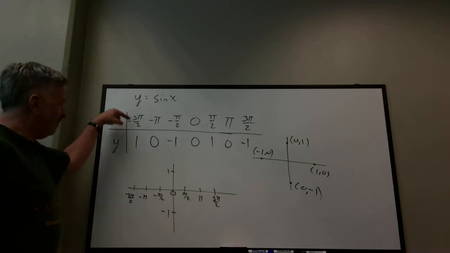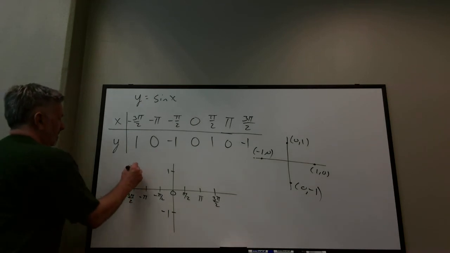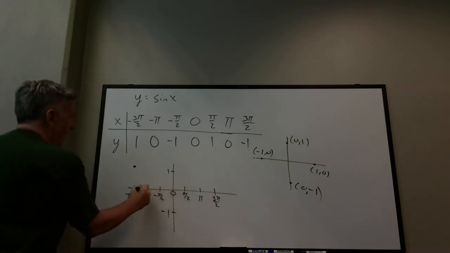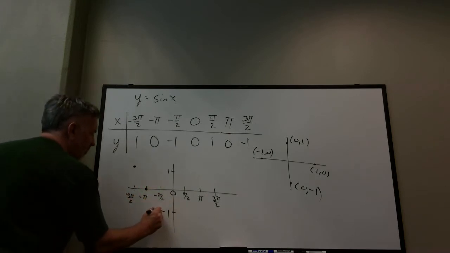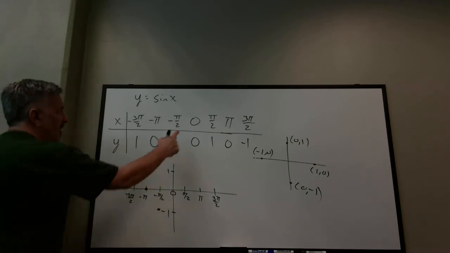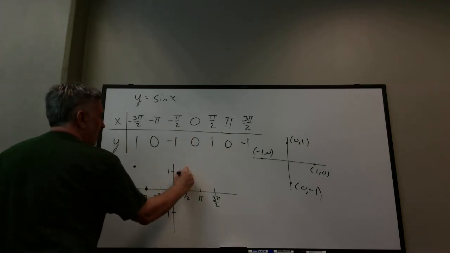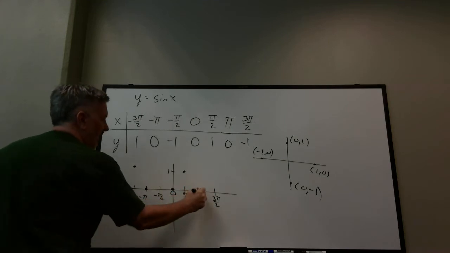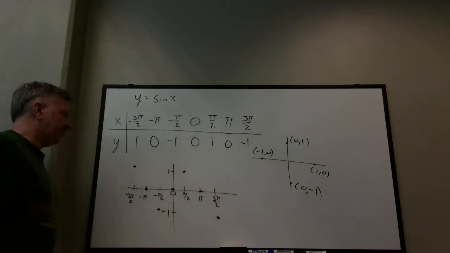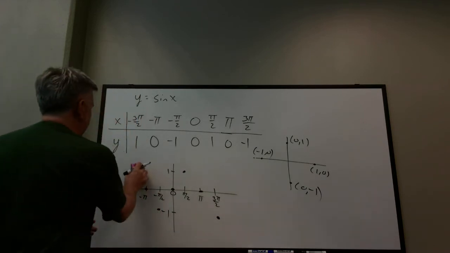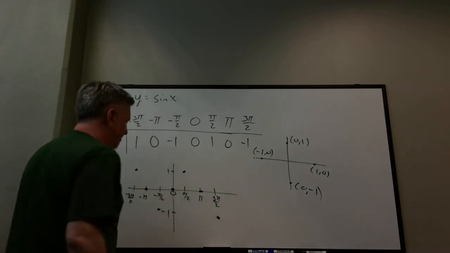Okay, so now I'm just plotting like we normally plot. So minus 3 pi over 2, 1. Negative pi, 0, negative pi over 2, negative 1. 0, 0 is the origin. Pi over 2, 1. Pi, 0. And 3 pi over 2, negative 1. It's a little lopsided here. Okay, so we have some points here.